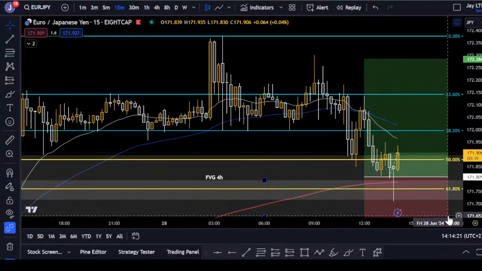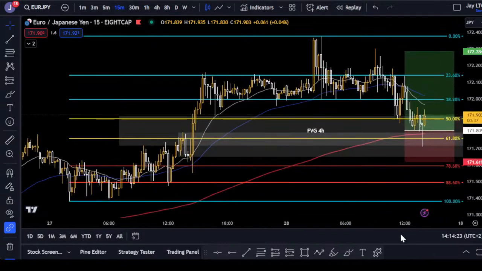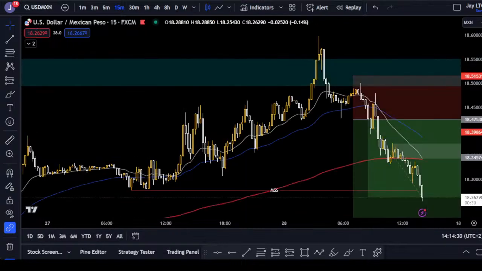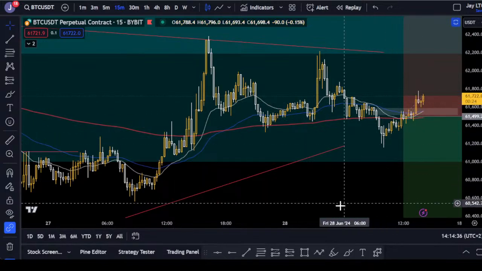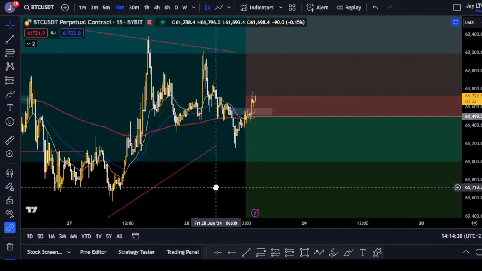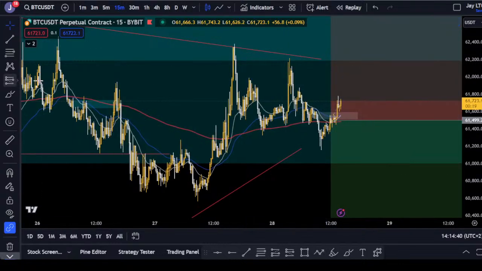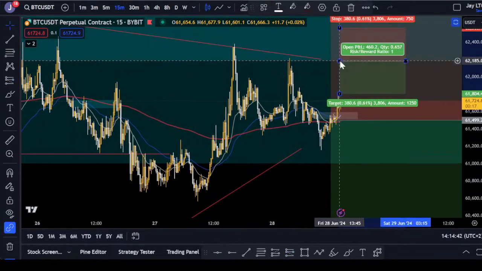All right, guys, that's it. We have EJ. We have Mexican peso running beautifully in profit. We have BTC that we're looking for a turn. Like I said, if you want to enter on this one, I would preferably do it from up here, so about 62,185.